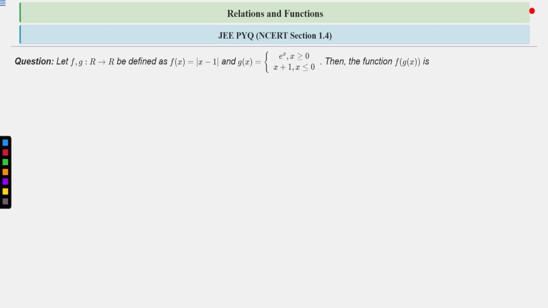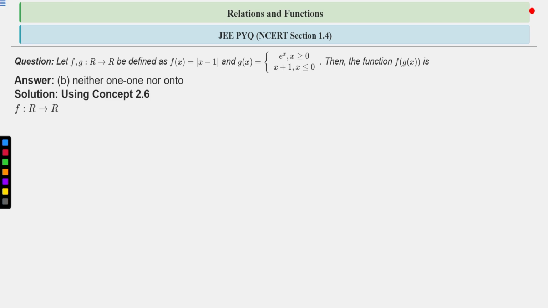So the functions f and g are defined from R to R. Let f(x) be equal to mod x minus 1, and g(x) equal to e^x when x is greater than or equal to 0, and x plus 1 when x is less than or equal to 0. Then the function g of f(x), then the function f of g(x). The correct option will be option B: f of g(x) is neither one-one nor onto, right? So option B will be the correct option. Let us move to the solution part. How is option B correct? Let us see.